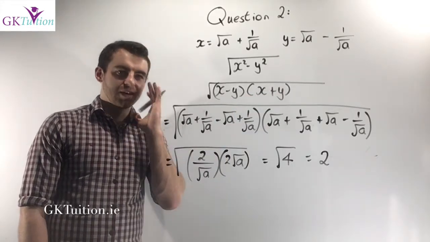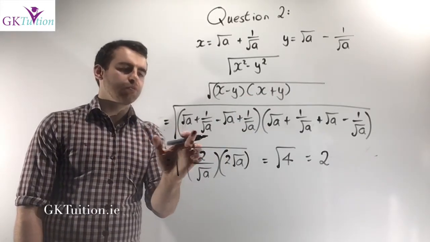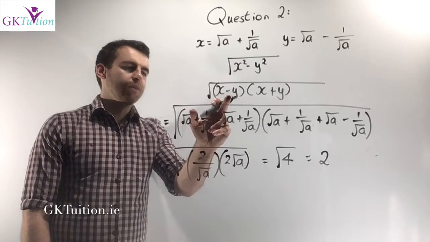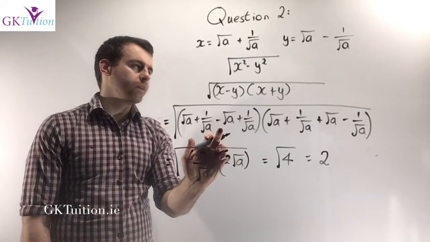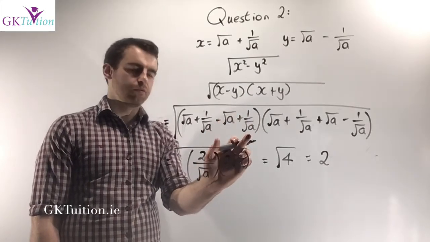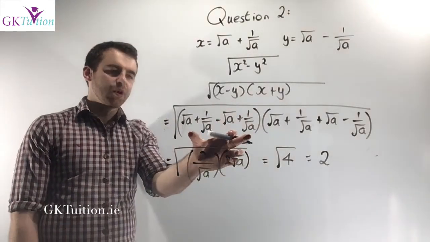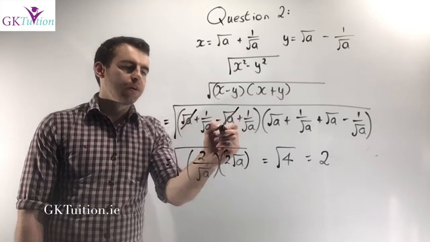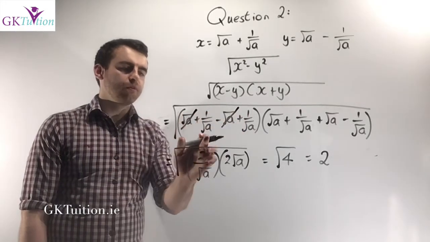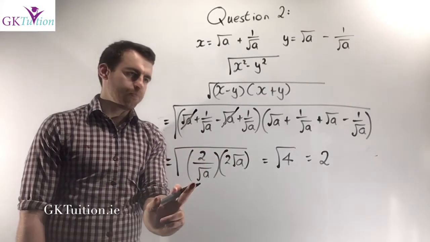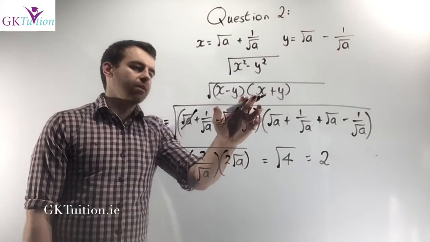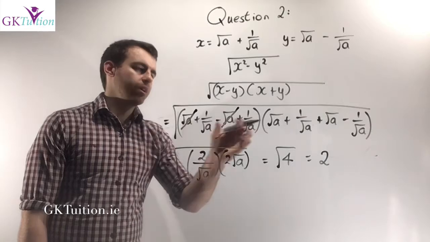And at that stage then I just subbed in. X is root a plus 1 over root a. And now it's minus y, which means I need to change the signs. So it's minus root a plus 1 over root a. And then in x minus y, root a minus root a will cancel. You've 1 over root a plus 1 over root a, which is 2 over root a.